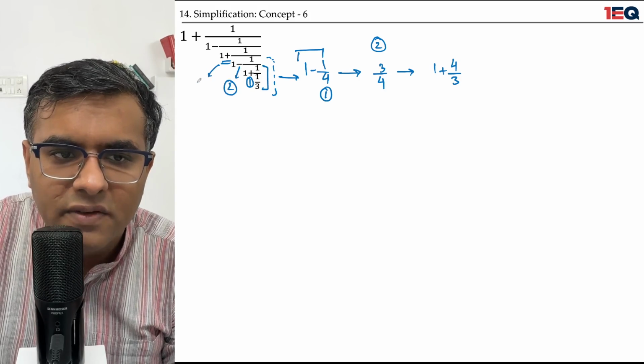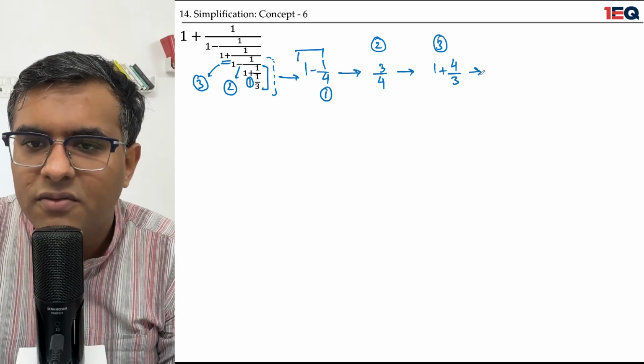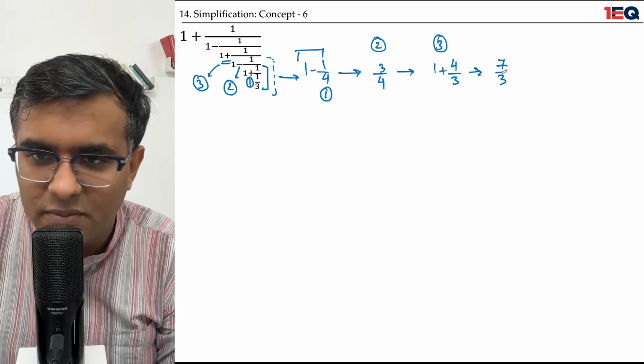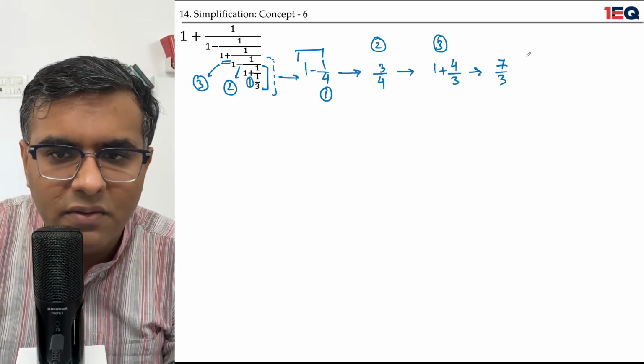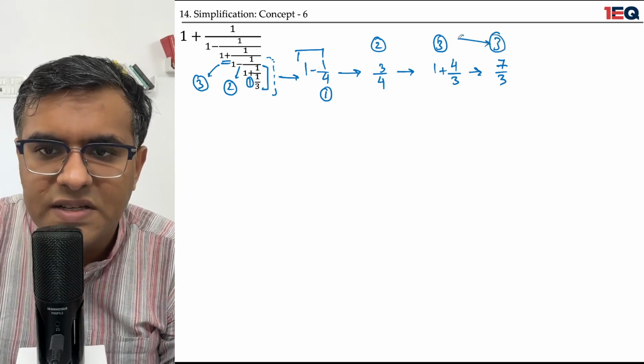Now we are again solving for plus. This is point number 3 where we are solving. 1 plus 3 by 4 is nothing but 7 by 3. 1 plus 4 by 3 is nothing but 7 by 3. This is the third point we've achieved, the output of the third point. These 2 points are the same.